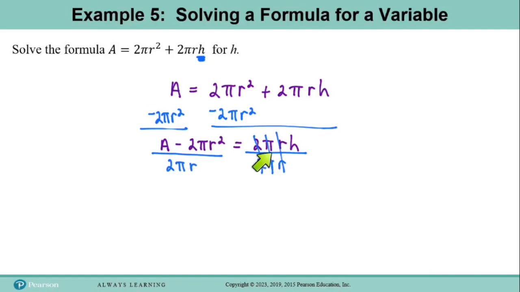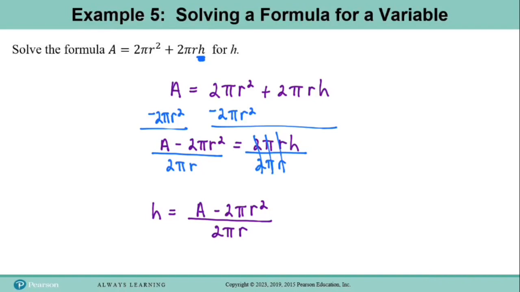And now the 2 and the pi and the r all divide out, and that leaves the h isolated on this side of the equal mark. So h equals all of this. H equals a minus 2 pi r squared, all divided by 2 pi r.